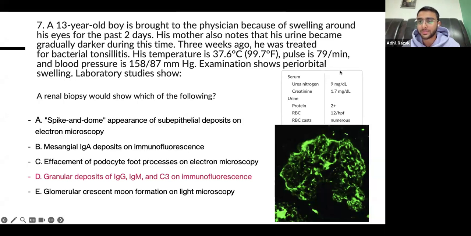Yep, it's post-strep glomerulonephritis. Based on the history, the patient had a respiratory infection, bacterial tonsillitis, most likely due to strep. And 3 weeks later, he suddenly has swelling around his eyes and dark urine. Very straightforward vignette for post-strep glomerulonephritis.